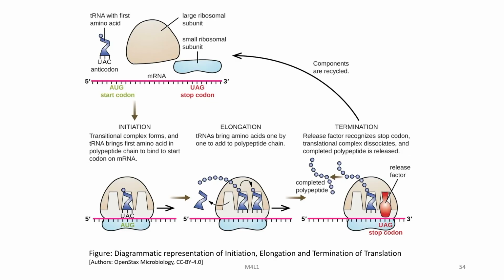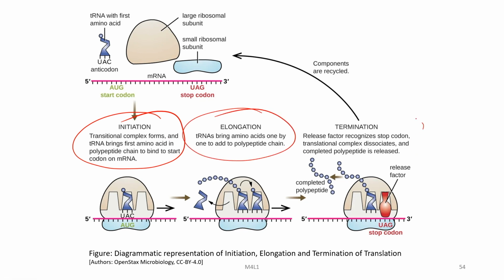So, overall, we can see here the schematic of this process where there is initiation. You have this tRNA with the first amino acid, which we already described, along with the large and small subunits and the mRNA, and there is a start codon and there is the stop codon, and then the initiation happens, followed by elongation and then finally termination.